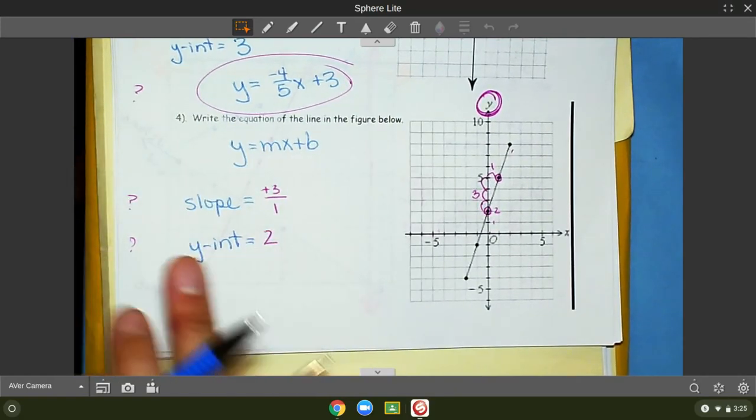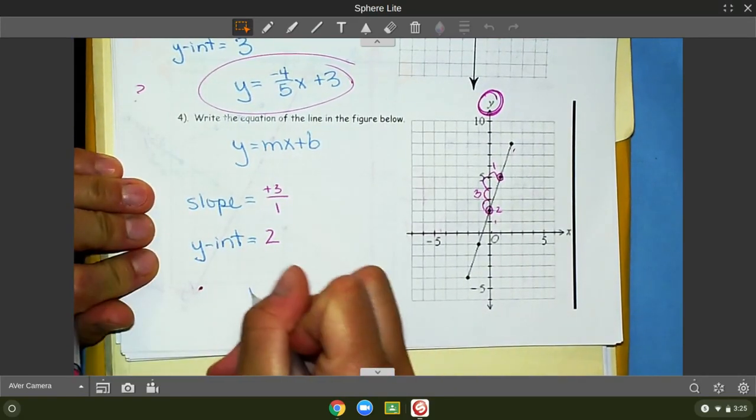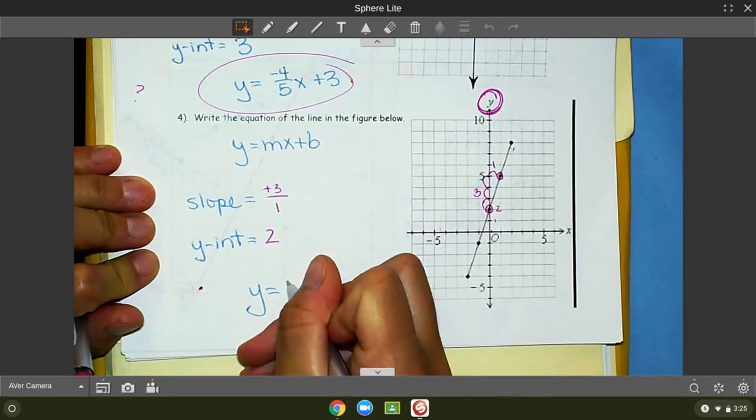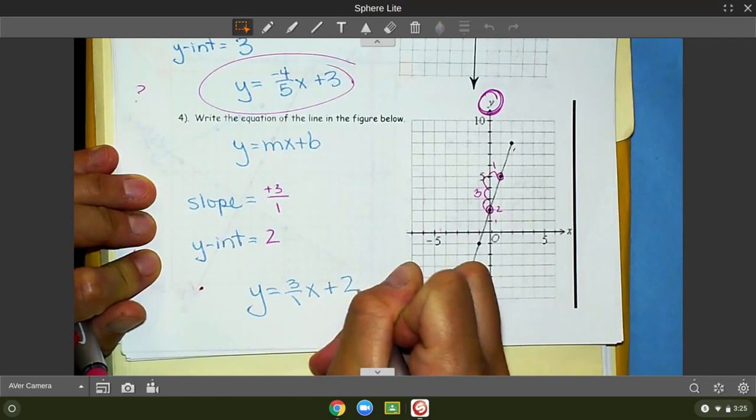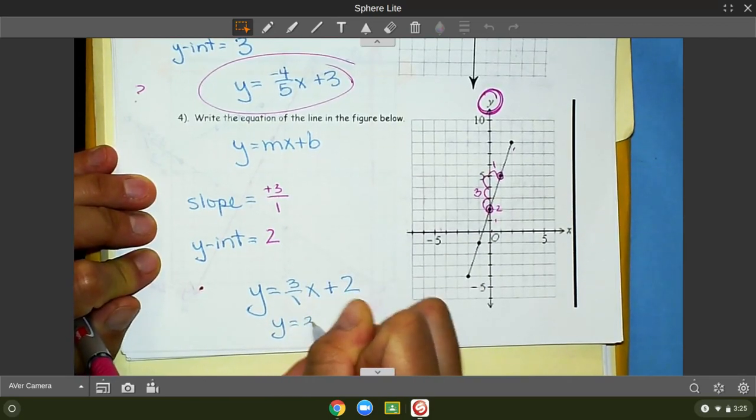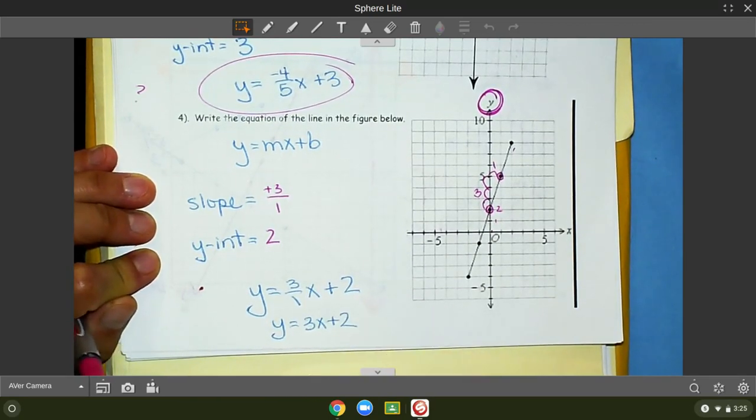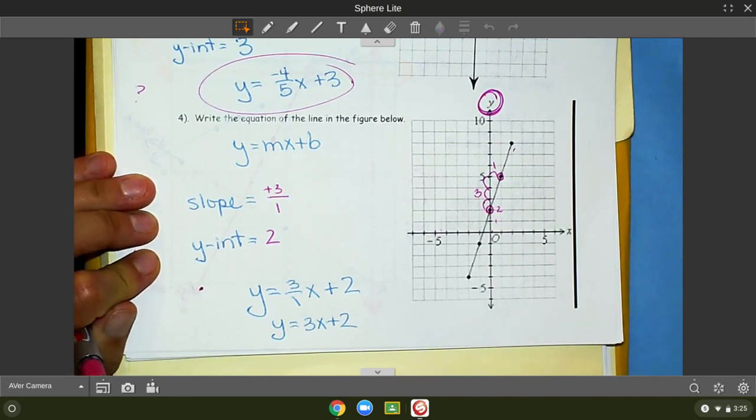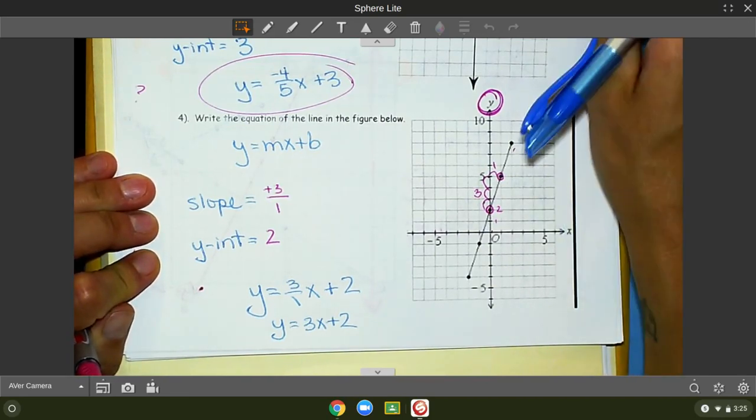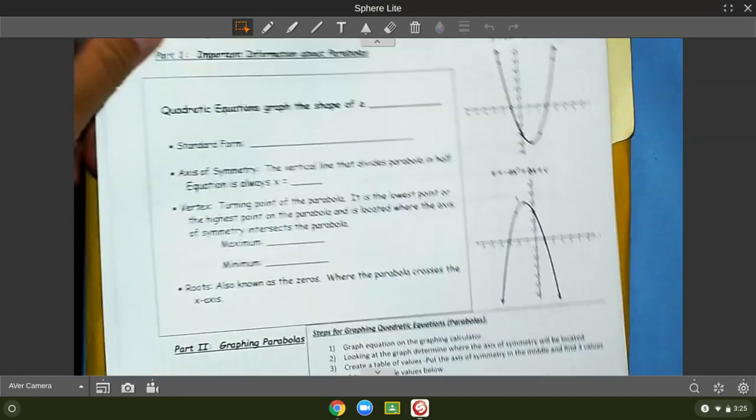All right, so now let's put it all together, write the equation. So y equals, we do the slope first, 3 over 1x plus 2. You could have also written that as y equals 3x plus 2. All right, and with that, ladies and gentlemen, you have written the equation of a line. All right, let's flip the page over.